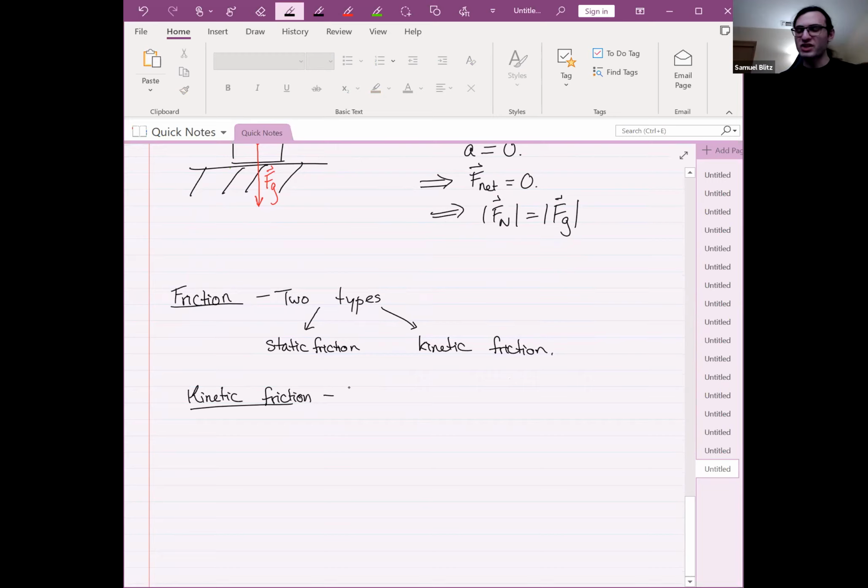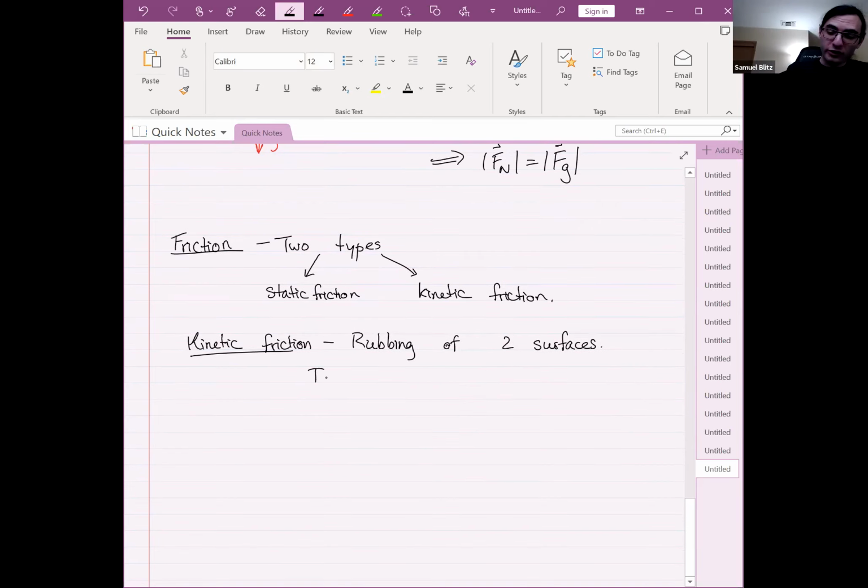So kinetic friction is exactly as it sounds, kinetic meaning moving, friction meaning rubbing. So this is when you have two surfaces rubbing together. Think like a piece of metal and sandpaper, for example. It's hard to push a thing along sandpaper because you have two things rubbing together. So it's a force, so it has a direction because it's a vector. So the direction is the direction that opposes the rubbing or the sliding motion.